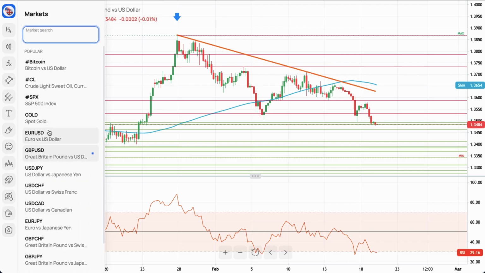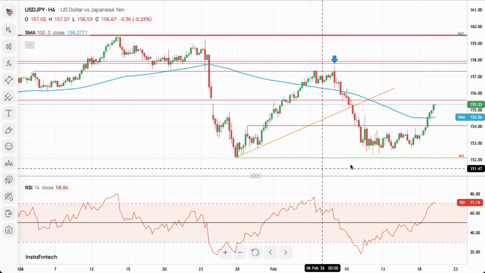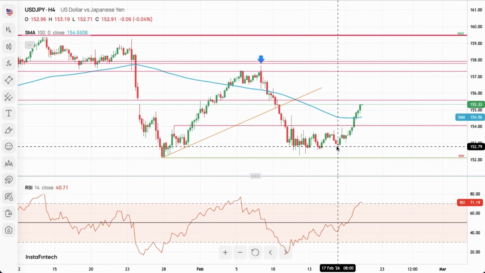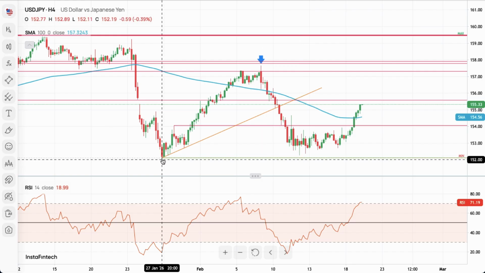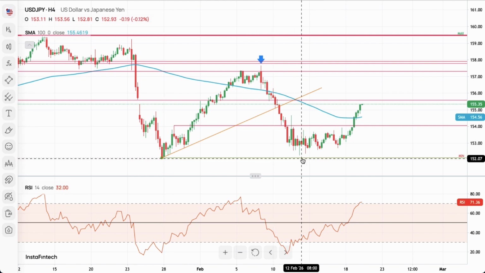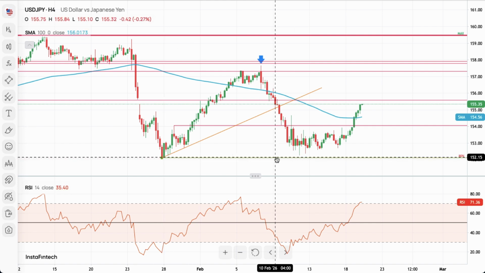The next market is of course the US dollar versus the Japanese yen, and now we see something different than we expected here. We got this low at 152.28. The low of January 27 was 152.11. So 17 pips.